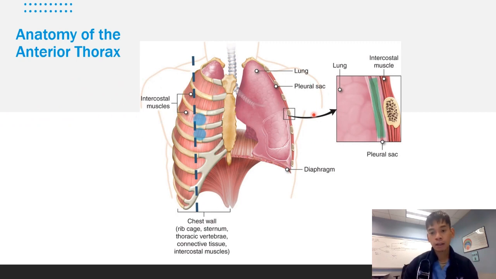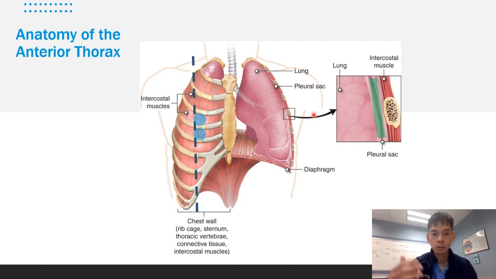Here's that pleural sac. I talk about that pleural sac often because this is going to be one of the key landmark features on the ultrasound as we look at ultrasound images. So just keep that in mind.